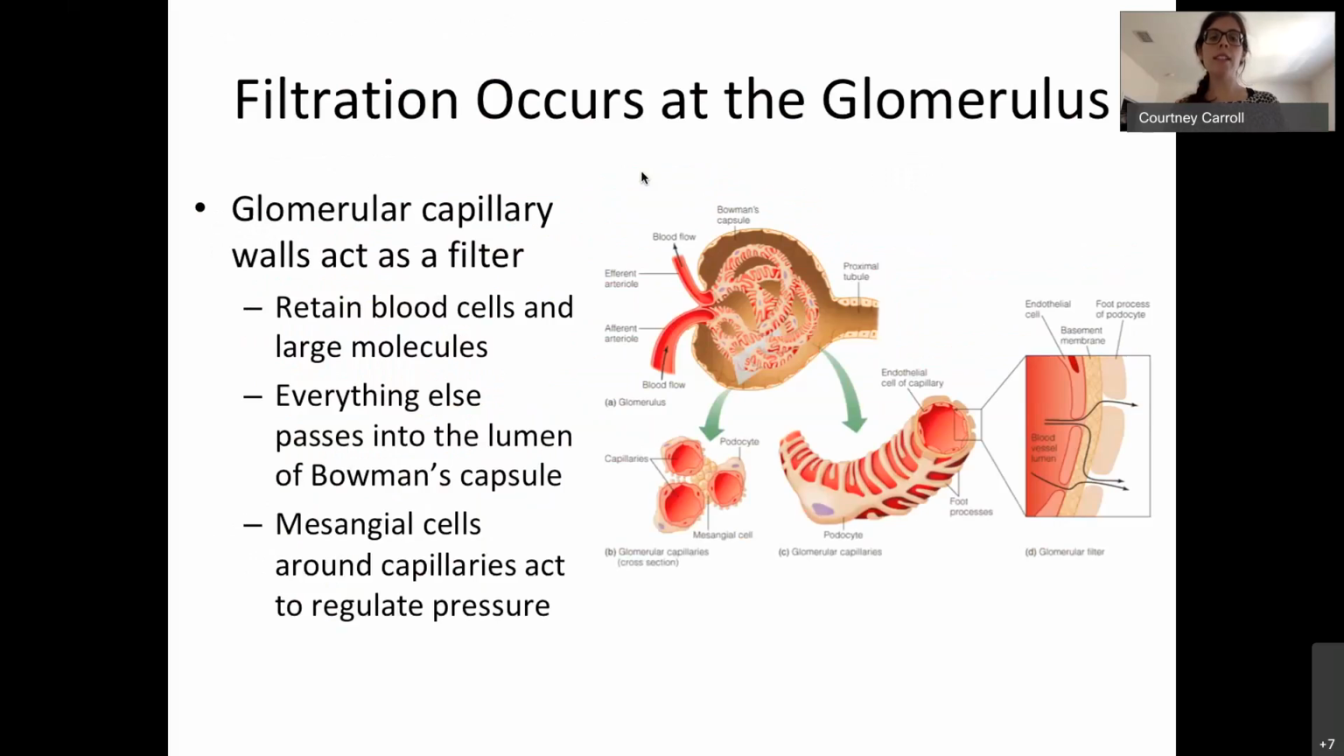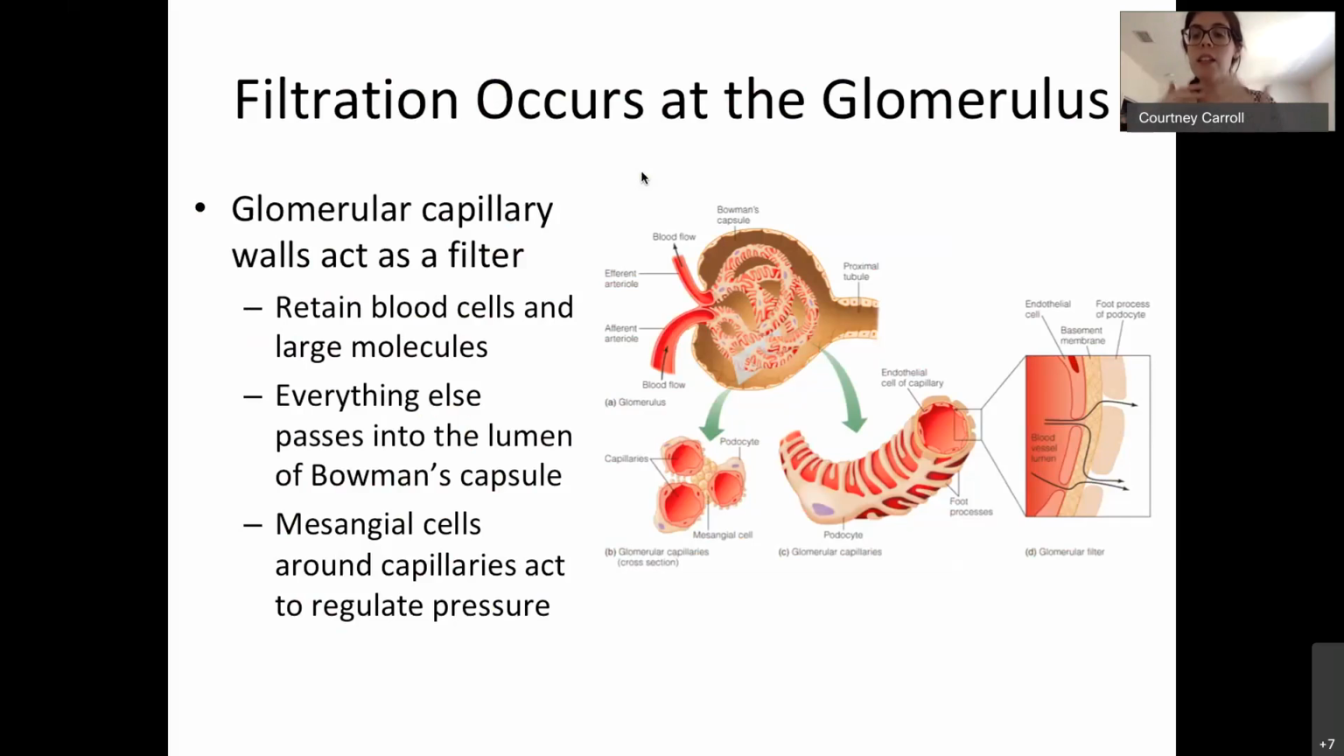Okay, let's dive down where each of these processes occur. So filtration occurs at our glomerulus. The glomerular capillary, the walls of this capillary act as a filter. Walls of the capillary act like a filter, and they're going to retain blood cells and large molecules. So like a sieve, anything that's too big is not going to pass through. It's going to stay in the blood plasma. Everything else, based on size, is going to pass into the lumen of Bowman's capsule.